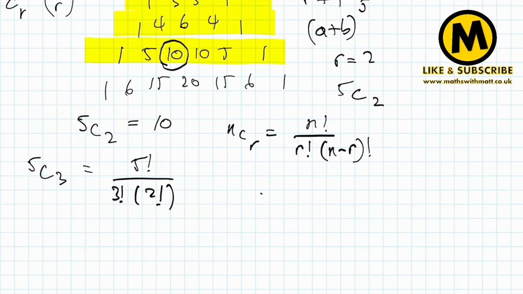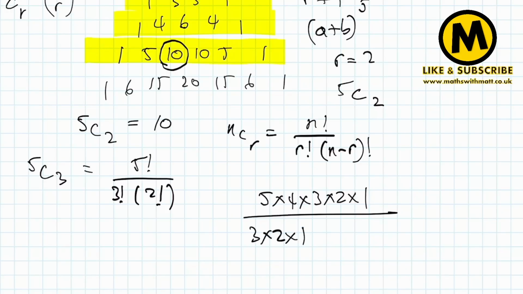So here we have 5 times 4 times 3 times 2 times 1 over 3 times 2 times 1 times 2 factorial, which is 2 times 1. And we immediately see that 3 times 2 times 1 cancels with 3 times 2 times 1, leaving us with 20 over 2, which is 10. So that's the 6th row, 4th entry of Pascal's triangle.